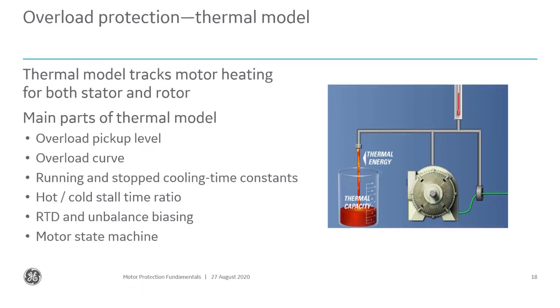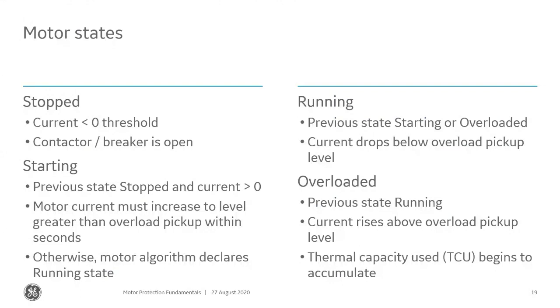The typical motor has 4 states. It's either stopped, it's starting, it's running, or it's overloaded. The stopped state is when your current is less than 0 and your contactor or your breaker is showing you an open status. Starting is if your previous state was stopped and now your current goes above 0. Your motor current must increase to a level greater than the overload pickup within seconds. Otherwise, the motor algorithm declares running.